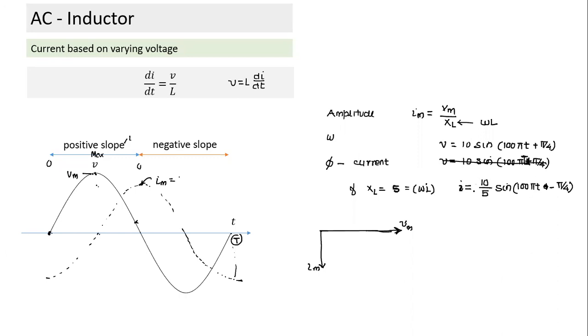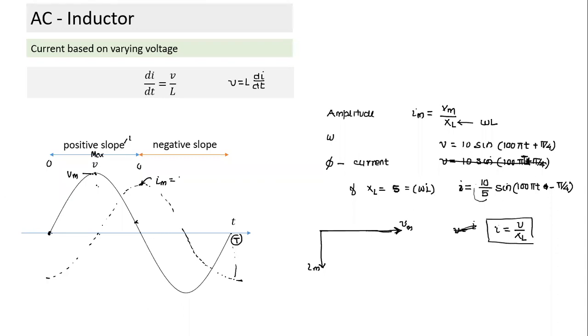I need to know what the amplitude is. This term is the same. I need to know the phase difference also. So does it make sense? Now, if I ask this question again, can we say I is equal to V by XL? Is this equation valid or not?